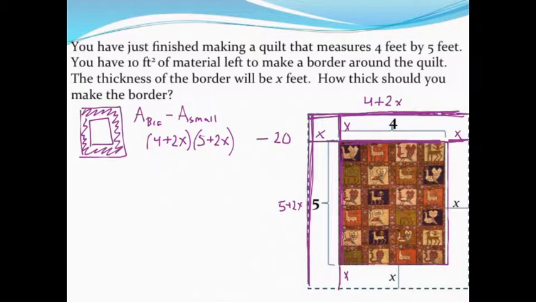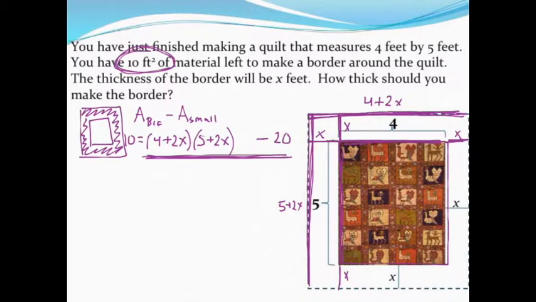Remember, I want to subtract off that 20 though, because I'm trying to add a border. I don't want to include the border on where the quilt is already located. I just want this to go around. So that expression is going to be how I represent the area of this frame. Going back to the problem, it says that we have 10 square feet of material to use for the border. So this is how much area the border is going to take up. I want that to be equal to 10. So there's the equation I want to solve.